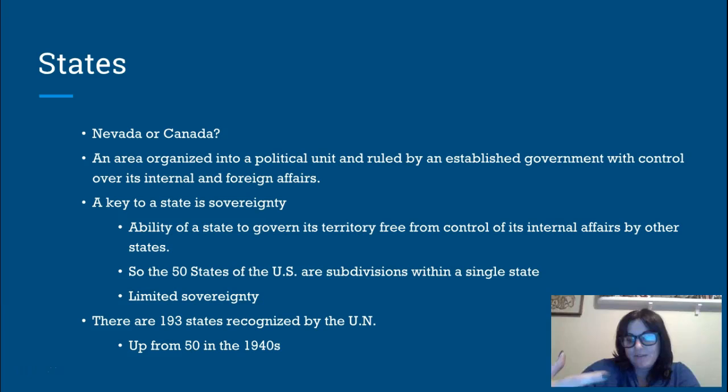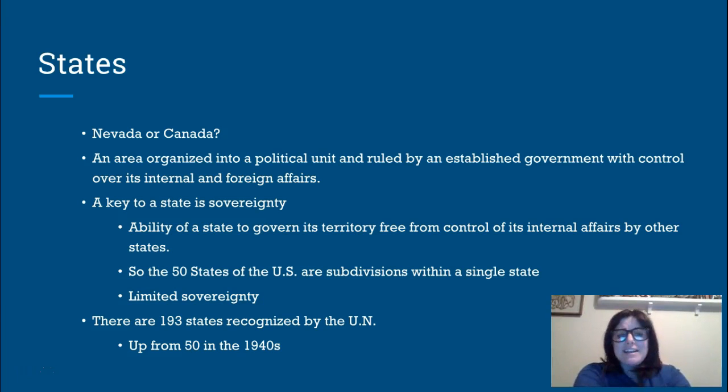So the state has power over itself. The U.S. has a government. There are no other governments in the world that can take over the U.S. government. We have our own power. What happens in Germany, let's say, they can't tell us what to do. So really, the 50 states of the U.S. are more like subdivisions within a single state, that single state being the U.S. I know, really confusing, because we use the word state in a different way in this country.